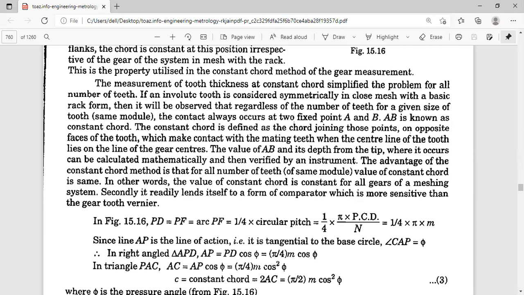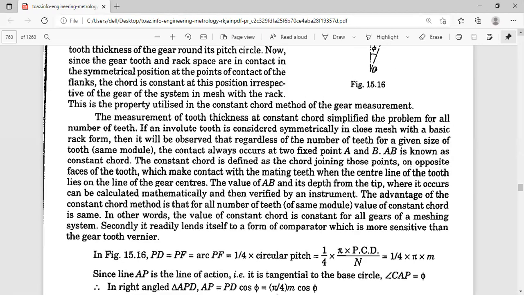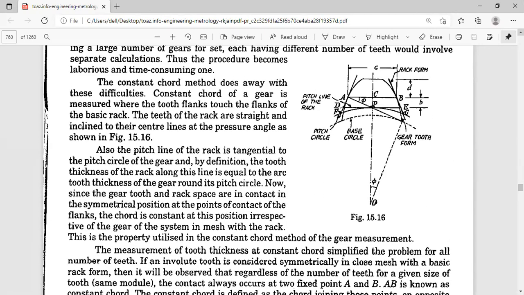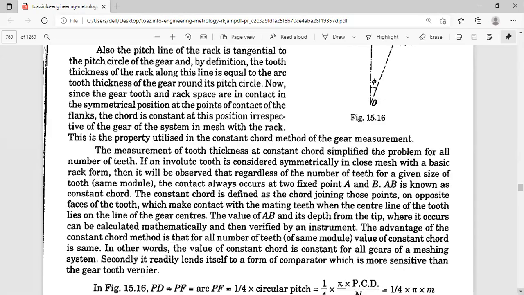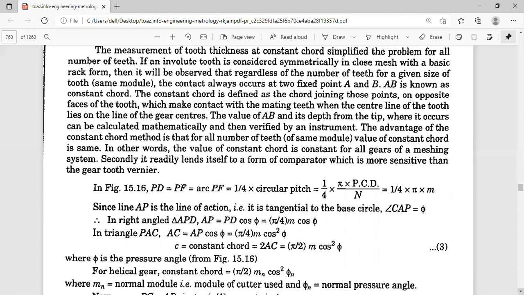So what is cos phi? Cos phi is adjacent by hypotenuse. What is the adjacent side here? It is AP. What is the hypotenuse? It is PD. So AP is equal to PD into cos phi. But what is PD? Already I have seen, PD is equal to PF, and PD is equal to half pi m, or pi by 4 m. So AP is pi by 4 m into cos phi.